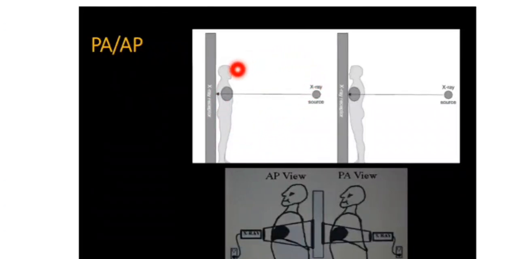The next session will explain how to read an X-ray, what is normal and what is abnormal, but in this session we wanted to explain only the difference between the AP X-ray and the PA X-ray. So don't forget to watch the second part of this session.